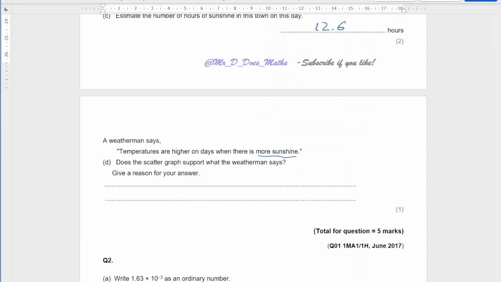Temperatures are higher on days. Does the scatter graph support this? Yes, but I'm going to clear up the language. Yes, maximum temperature is higher on days with more hours of sunshine.